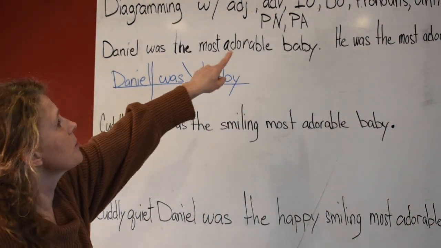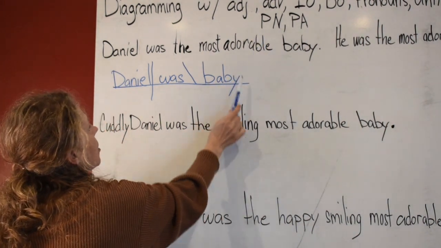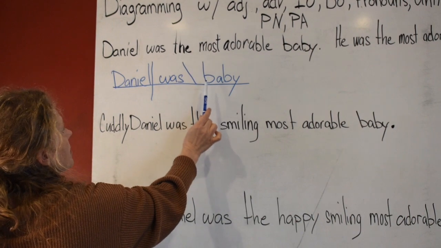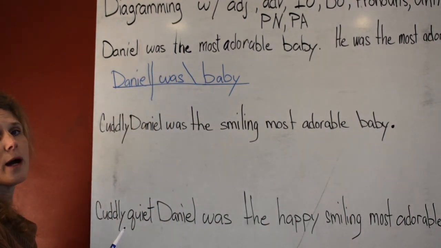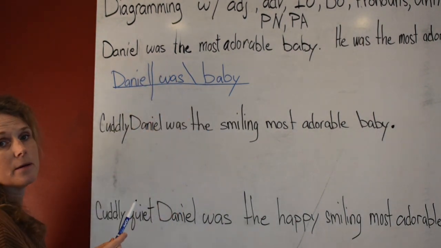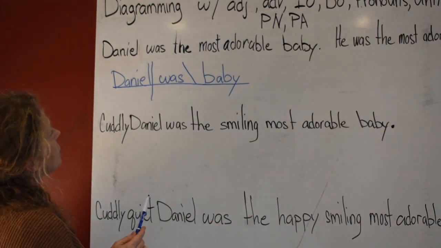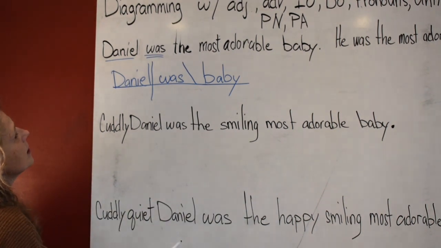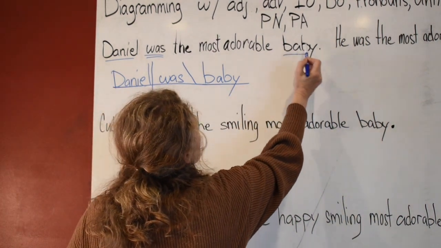So this is a predicate nominative. It's not an adjective. See how this is a noun? It's replacing what Daniel was. He was a baby. Does that make sense? So now we have Daniel was the most adorable baby, and this is your predicate nominative.